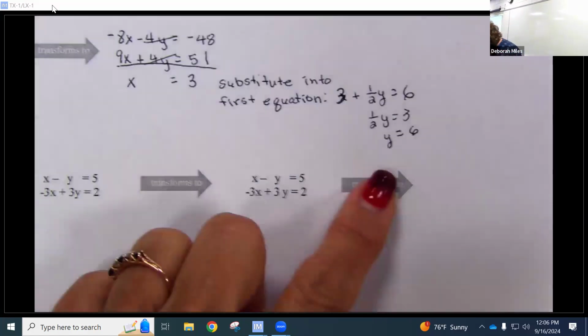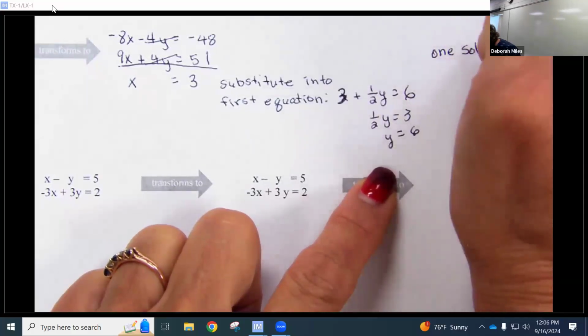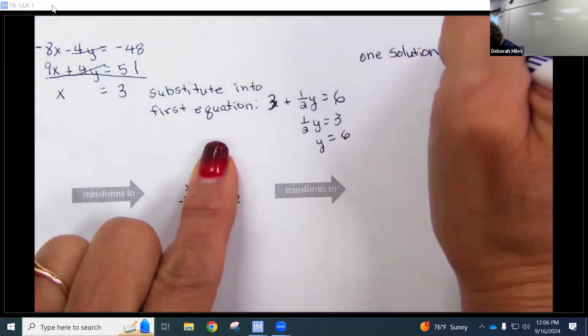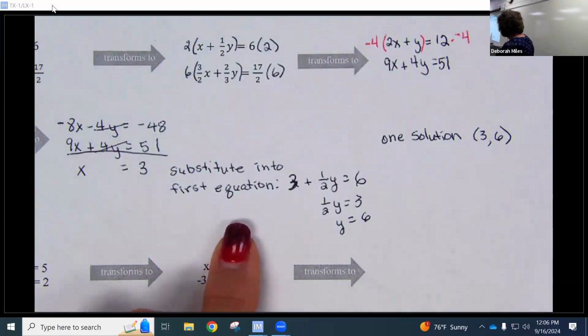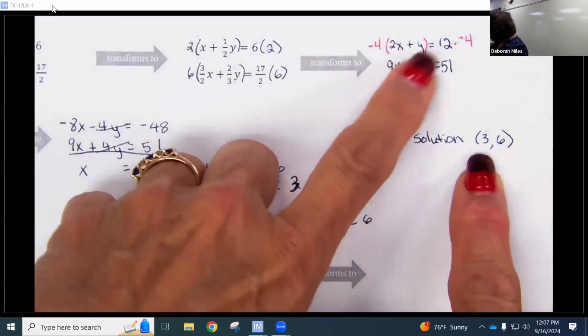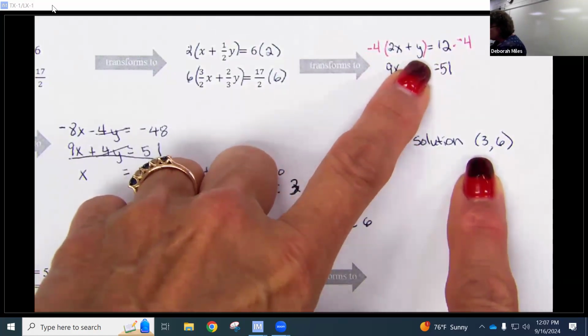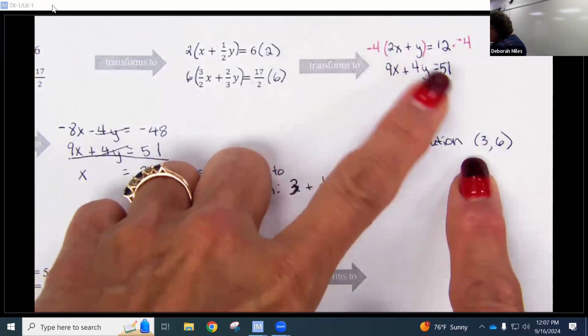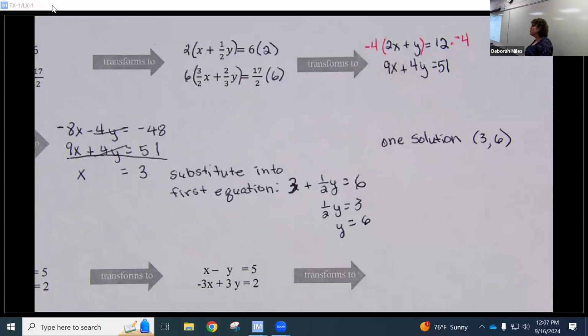Absolutely. And let me write down one solution. Say something else about your question. There's one solution. It's the ordered pair (3, 6). For those of you who did substitute the 3 into this equation before I multiplied it by -4, did you get the same thing? Yeah, the reason you can plug that 3 into any one of the equations is because ultimately it has to make both equations true. So you can use any one of the equations to find the other value.